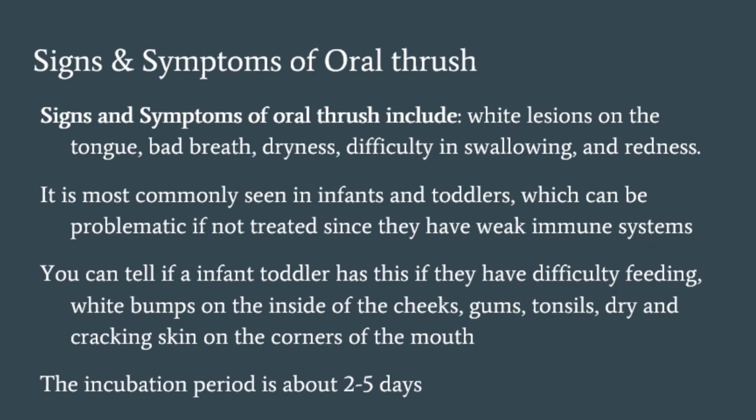Signs and symptoms of oral thrush include white lesions on the tongue, bad breath, dryness, difficulty in swallowing, and redness of the tongue. This is most commonly seen in infants and toddlers, which can be problematic because they have weak immune systems, and if it is not treated, then this can be troublesome for them.